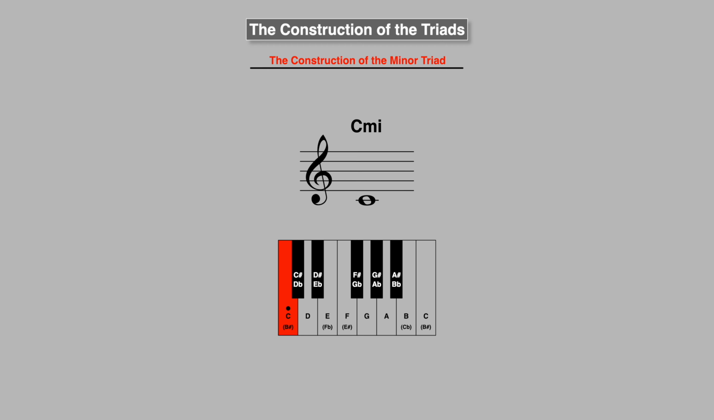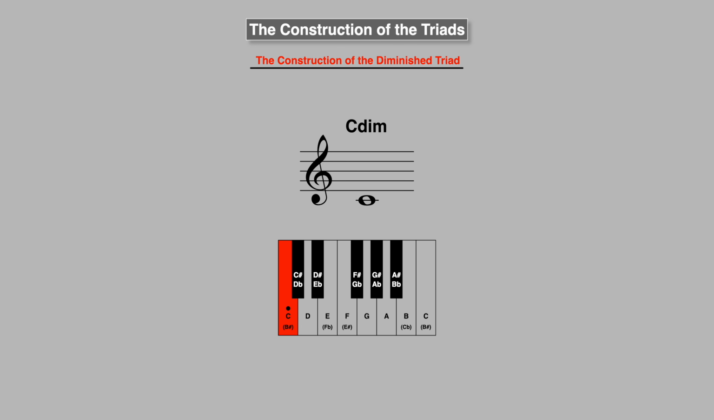Accidentals are used to alter the size of the intervals. For example, if we use a flat sign to lower the note E in the C major triad, we alter both intervals. Now the bottom interval is a minor third, and the top interval is a major third. We have switched the intervals. There's still a perfect fifth interval between the root note and the fifth. This is the construction of minor triads.